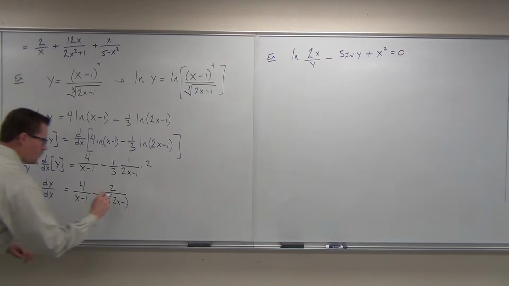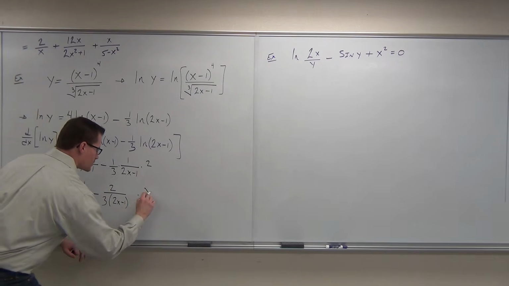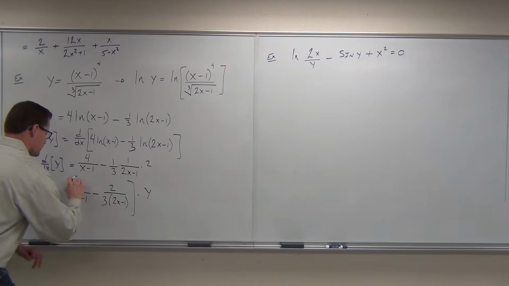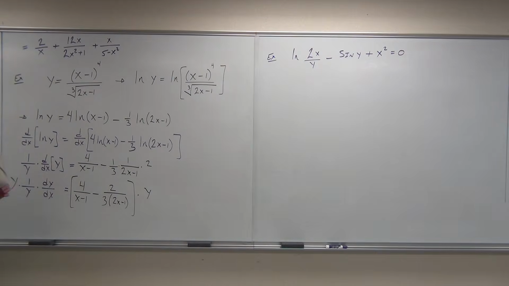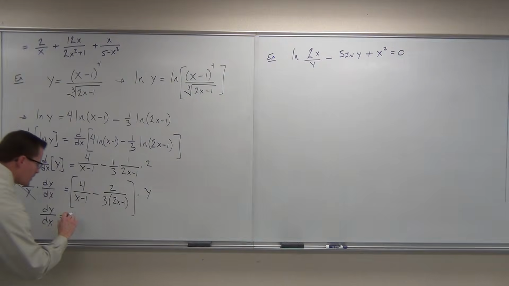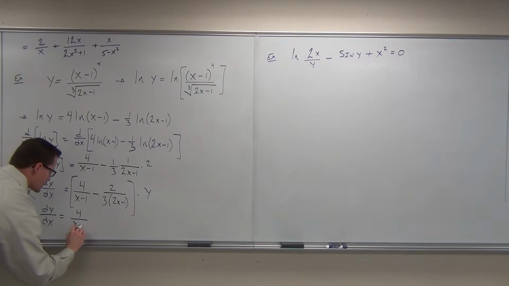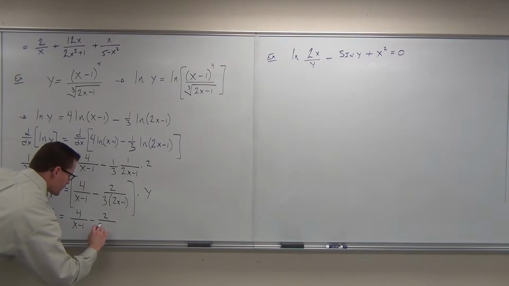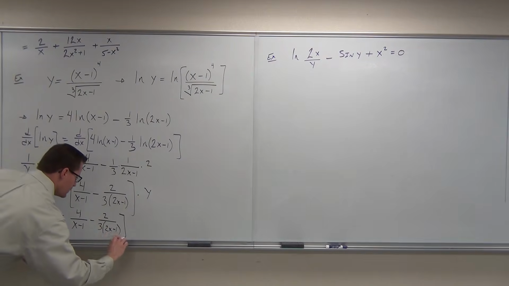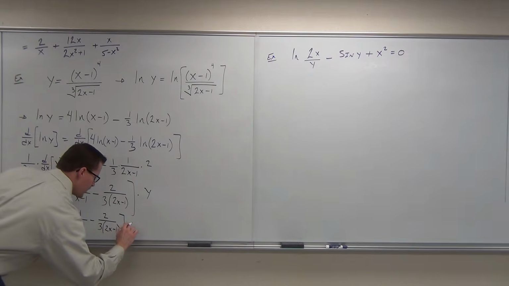So if I multiply by y, and I multiply this whole thing by y, well, these are gone. That's cool. We get dy dx equals, I'm going to leave all this stuff the same. 4 over x minus 1. 2 over 3, 2x minus 1. Times y.